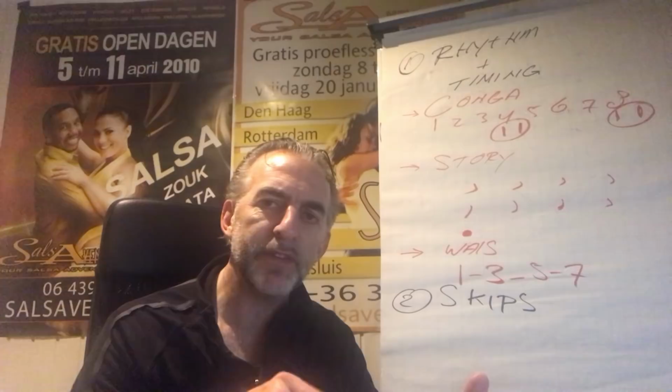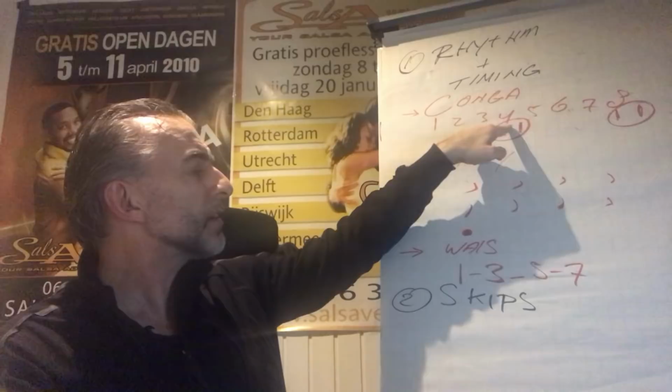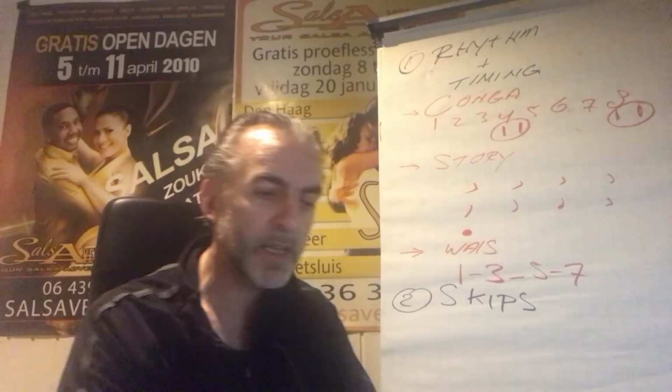Let's listen to this again. So the song is doing this, 1, 2, 3, 4, 5, 6, 7, 8, and suddenly you hear a break, boom, and then the music starts again. Now, if I would not stop, I would now be on 5 instead of on 1. Listen to it again. We call this skips.